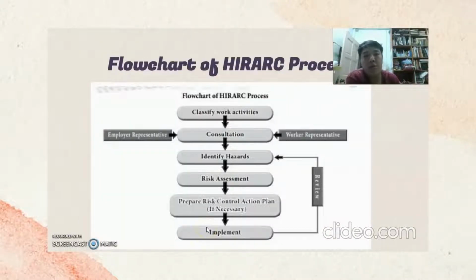Today I will be presenting about the methodology. As you can see here, the flowchart of the HARAC process has 5 steps, but if it is necessary to prepare a risk control action plan, there will be 6 steps. So I'll be reading from this picture, which is classified work activities, consultations, and then we have identified the hazards, and then do a risk assessment, and then implement the safest method.